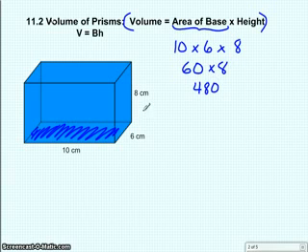Now let's check our units. It is in centimeters, and remember it's centimeters cubed. So that is the volume of this rectangular prism. Remember, we take the area of the base and we multiply by the height. Now the same formula works for any shaped prism you have.